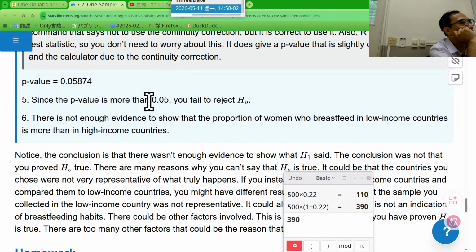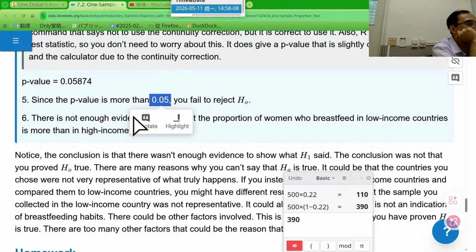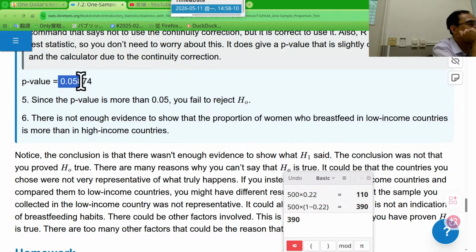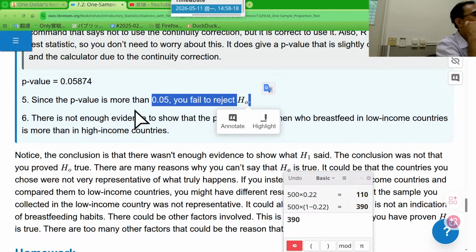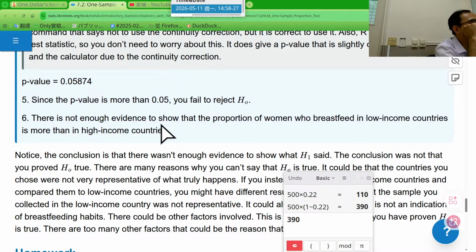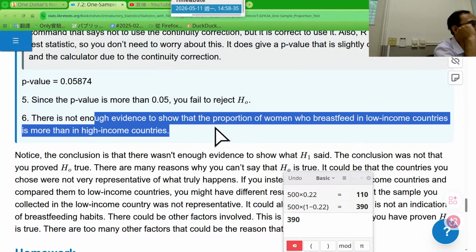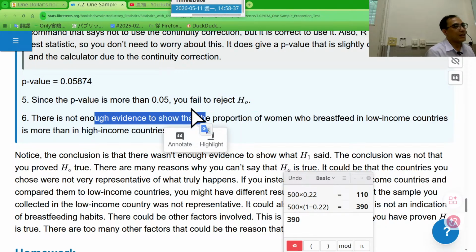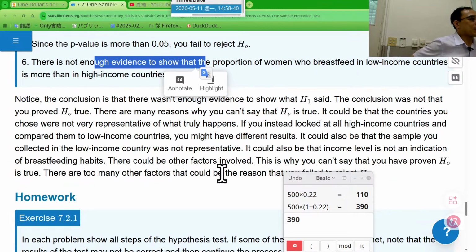For the breastfeeding example, the p-value is 0.0574. But we need to consider that if we set the alpha level at 0.1, yes, we can reject it. But this time, generally, we use 0.05. In this case, we fail to reject. We don't have enough evidence to show the proportion like this one. So far, is it okay? Sure. Next question, we will calculate this.